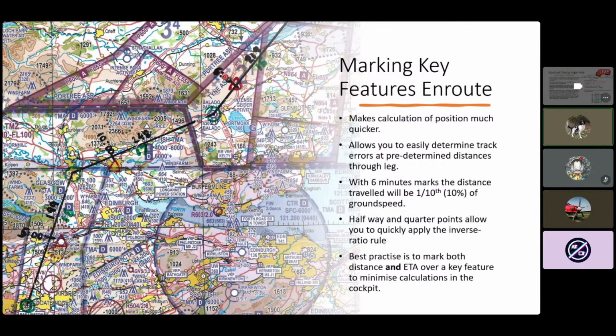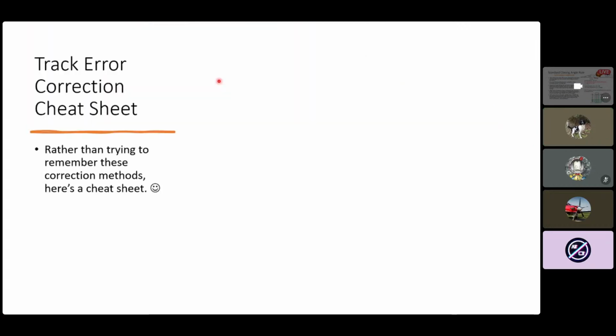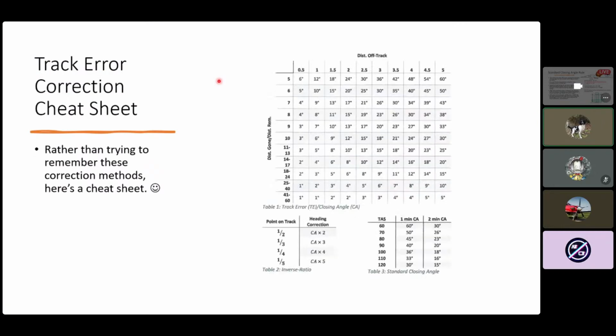Best practice is write the time and the distance to these key features on the chart. I've only used the time. I probably should have put the distance anyway, but if you use 6 minute marks or multiples of 6 minutes, you can very quickly work out your distance anyway. And finally, after making your life so difficult, I have this stuffed in my kneeboard so that I don't have to do any mental maths. I use this table. This is what's in my kneeboard.